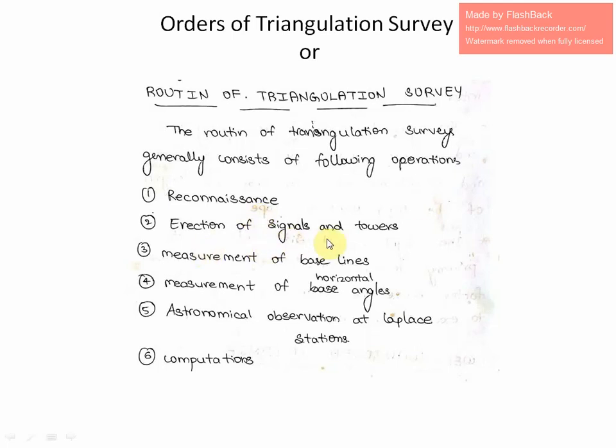And next, erection of signals and towers. And next is the measurement of baseline. After that you will mark the baseline and measure it. And next, measurement of horizontal angles and astronomical observations at Laplace station, because when you are covering the whole country or such a large area, only the measurement of lines or horizontal angles is not sufficient. So you have to go for astronomical observations also, to cover all the small points in that area.